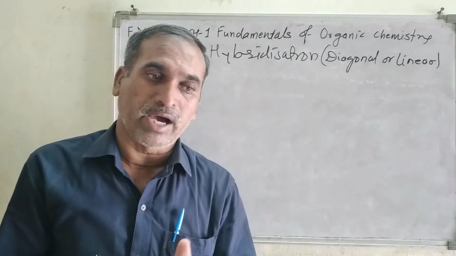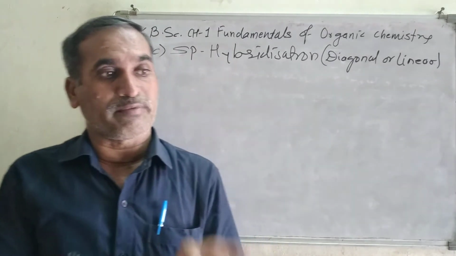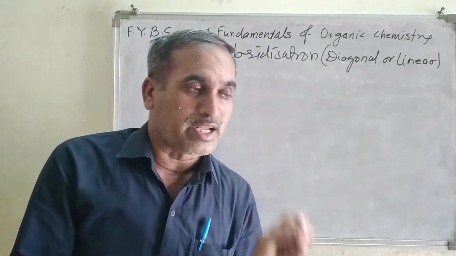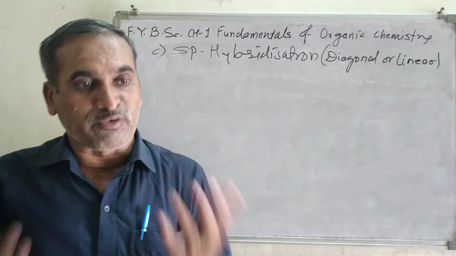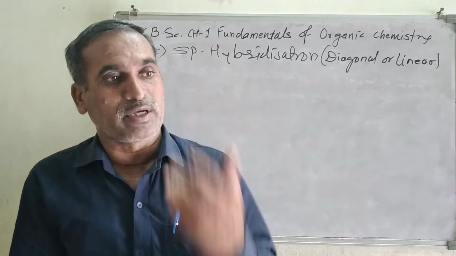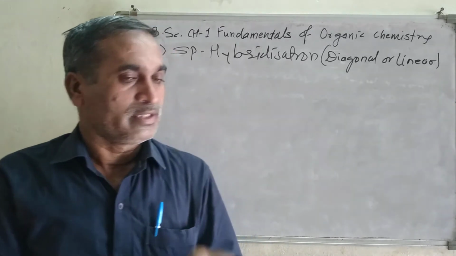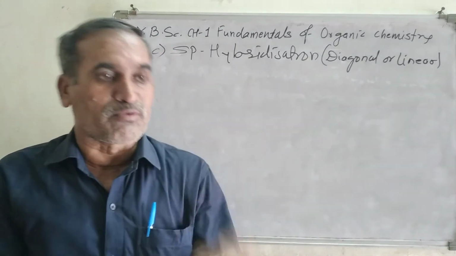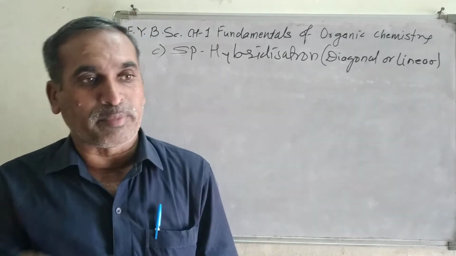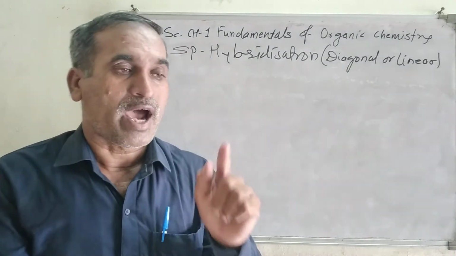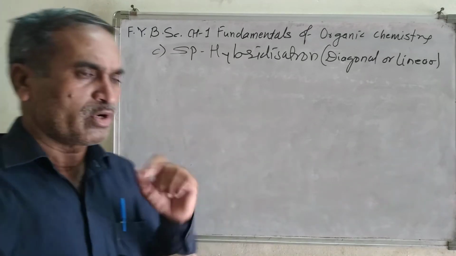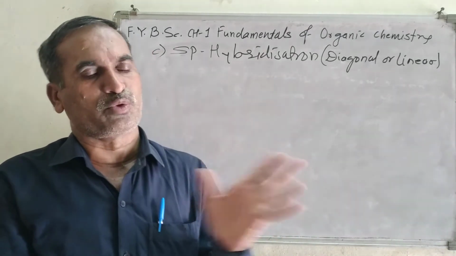Let me revise the definition of hybridization. Hybridization means the process of mixing and redistribution of atomic orbitals of different energy in an isolated atom to form hybrid orbitals which are equal in energy, and the new orbitals formed are called hybrid orbitals. Now the first question: what is hybridization? Explain with a suitable example.